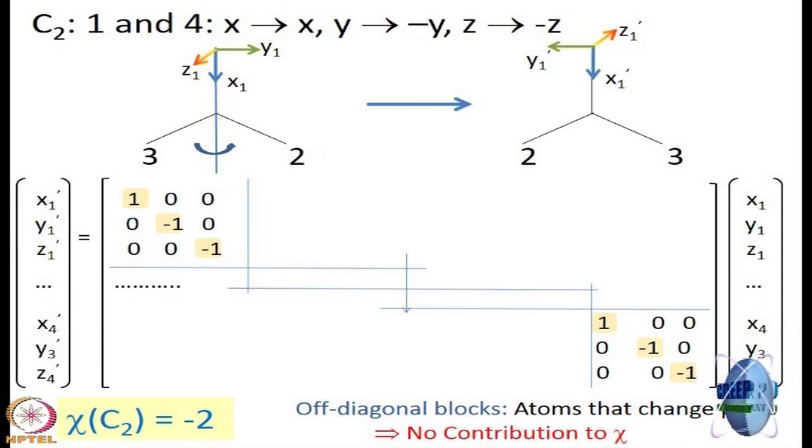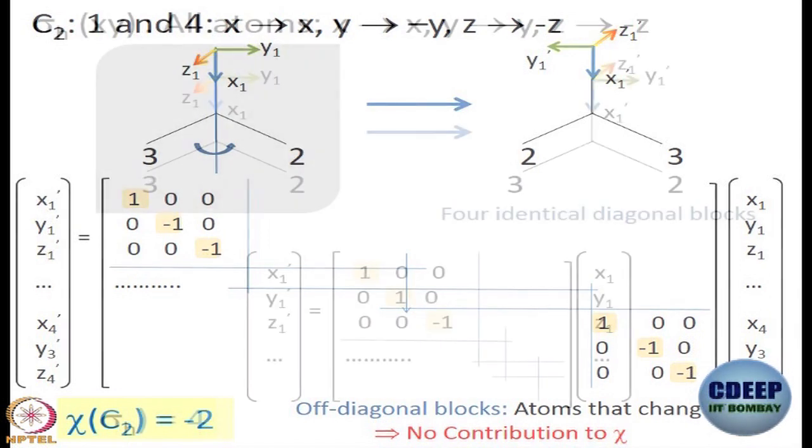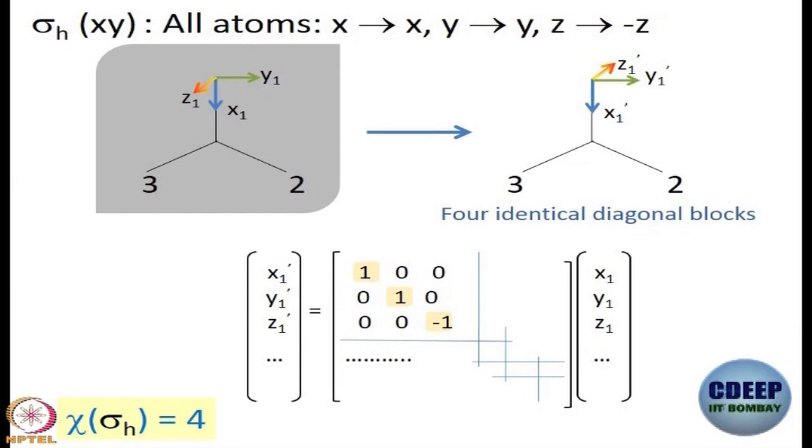2. Chi of C2 is minus 2. Alright, C2 is done. What is next? Let us do sigma h. For sigma h, which are the atoms that move from their position?